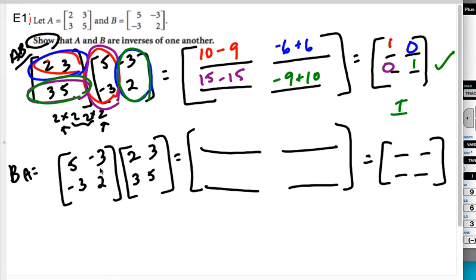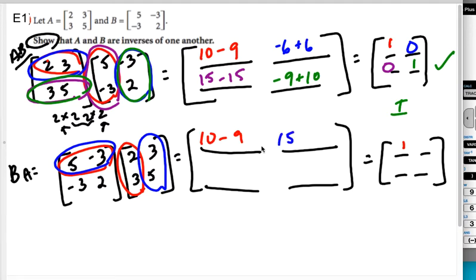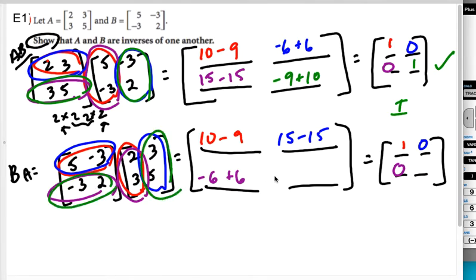So let's go ahead and use colors again. Row 1, column 1, 5 times 2 is 10. Negative 3 times 3 is a negative 9. There's my 1. Row 1, column 2, 5 times 3 is a 15. Negative 3 times 5 is a negative 15, so that's a 0. Row 2, column 1, negative 3 times 2 is a negative 6. 3 times 2 is a 6. There's my 0. And last but not least, row 2, column 2, negative 3 times 3 is a negative 9. 2 times 5 is a 10. So there's my 1. And sure enough, that's the identity matrix.